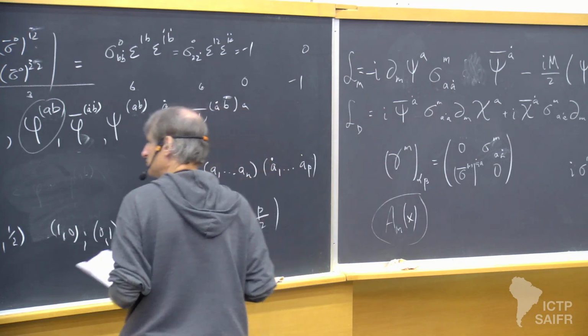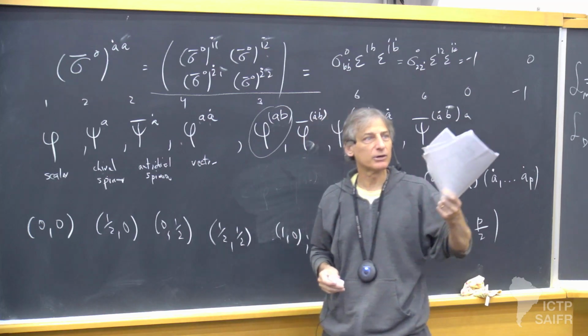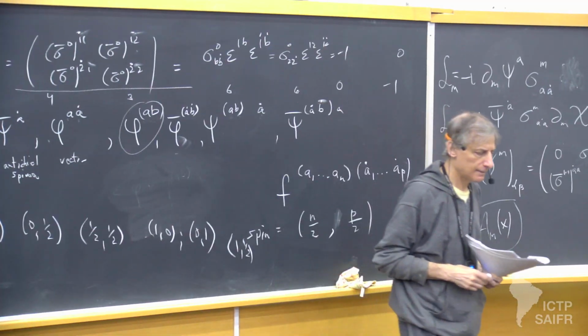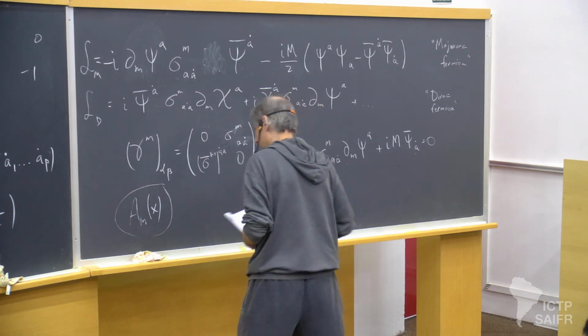Okay, so Weyl is just another word for chiral. Okay, go ahead. There was another question. Yeah. Okay.